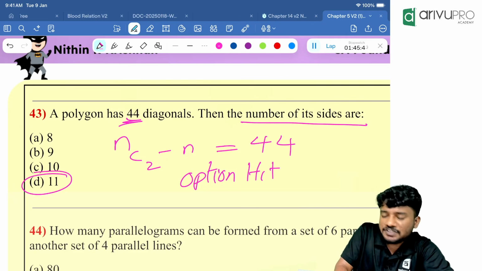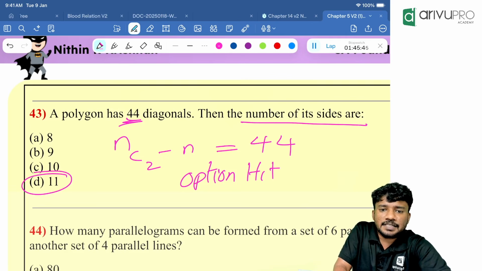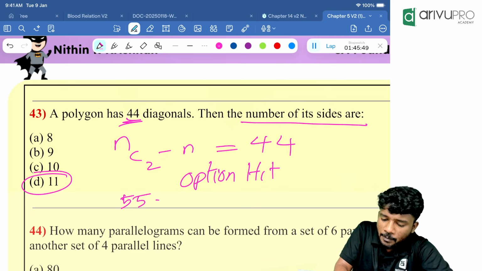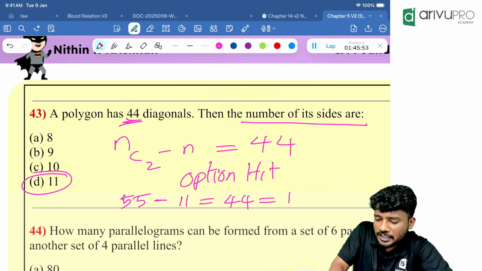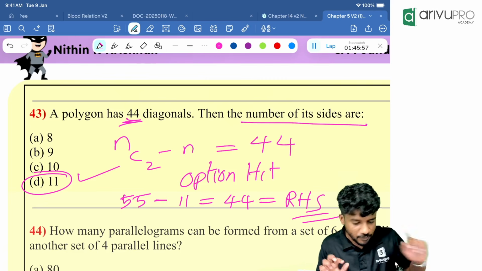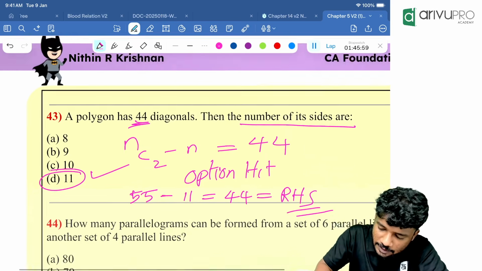Okay. 11C2 is how much? 11C2 is 11 into 10 divided by 2, which is equal to 55. Minus 11, which is equal to 44, which is equal to our right hand side. So which option is the right answer? Option D is the right answer.